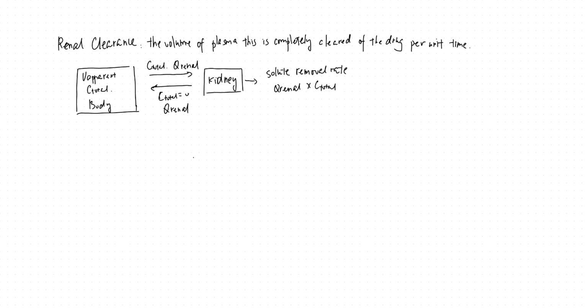Now let's look at this diagram. This diagram explains the quantitative definition. What does it mean, the volume of plasma that is completely cleared of the drug in time? This diagram represents a model. The model assumes that the drug is eliminated solely by renal excretion.